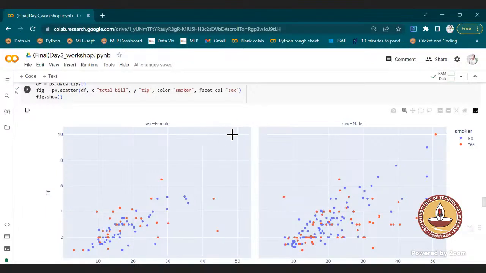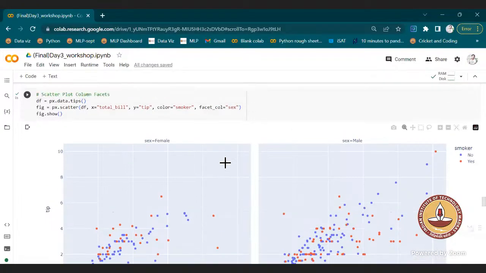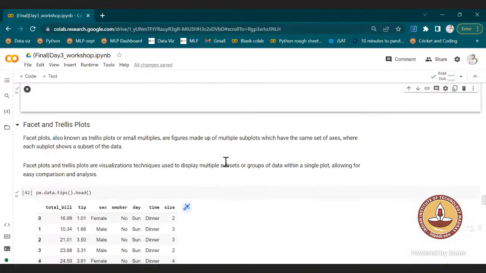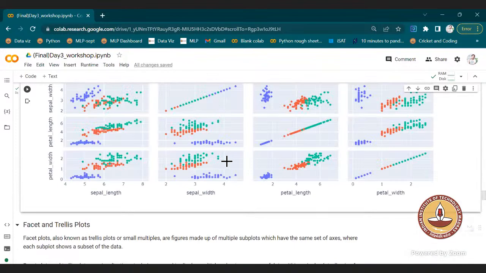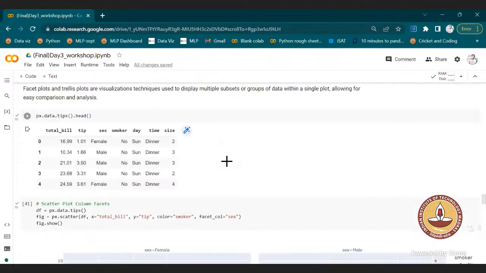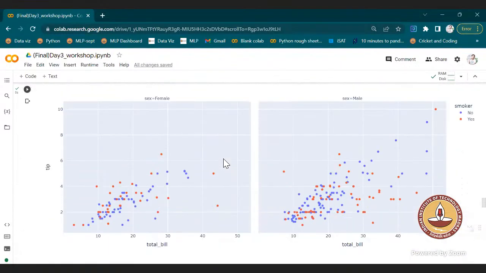So I think, does anyone have any doubt till now or would like to discuss anything? Sir, I have one doubt. Yeah, please. Sir, despite having many tools to visualize our data, suppose we want to select one tool which is best among all the tools to visualize our data, what should we choose? I think you understand my question, sir.